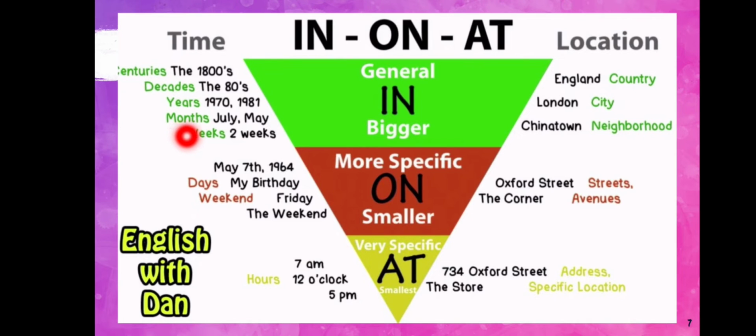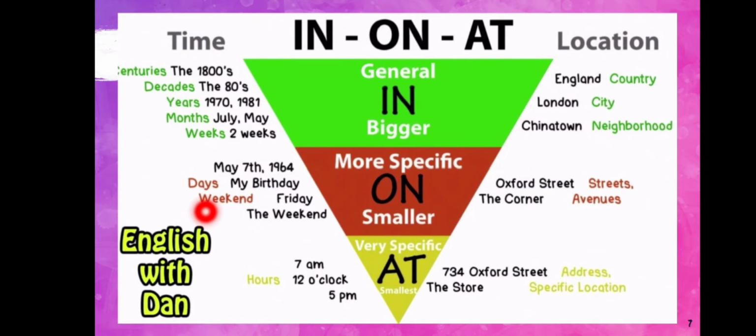For the months you can use in July, in May and so on. In July; my birthday is in November. Weeks: in 2 weeks, right? In 2 weeks' time you have to submit your project. So the word in can be used both for time and also for location. For time, the examples are given. It should be used for centuries, decades, years, months, weeks, etc.